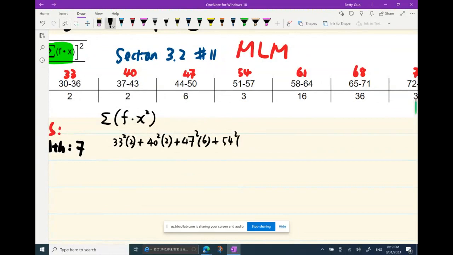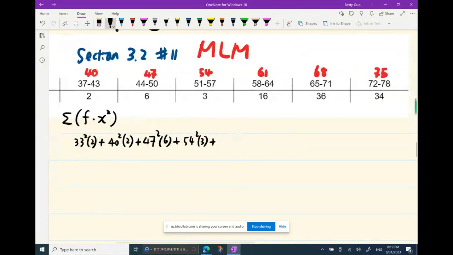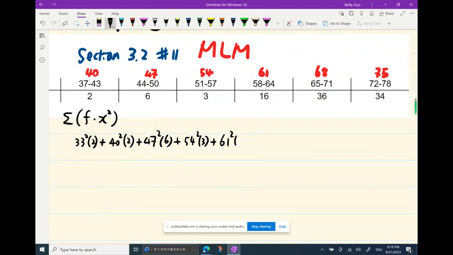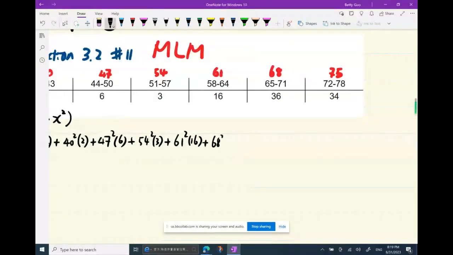54 squared times 3 plus 61 squared times 16 plus 68 squared times 36. If I wrote something wrong, please let me know. My brain doesn't work the best in the evening. 75 squared times 34. And then we add them up, right?